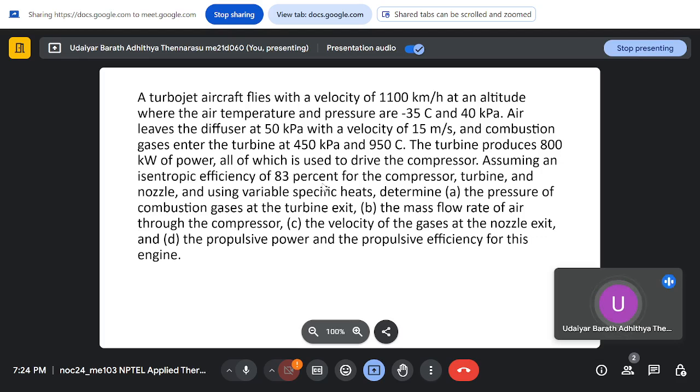So we need to use a table. Determine the pressure of combustion gas at the turbine exit, the mass flow rate of air through the compressor, the velocity of the gases at the nozzle exit, and the propulsive power and the propulsive efficiency of this engine.